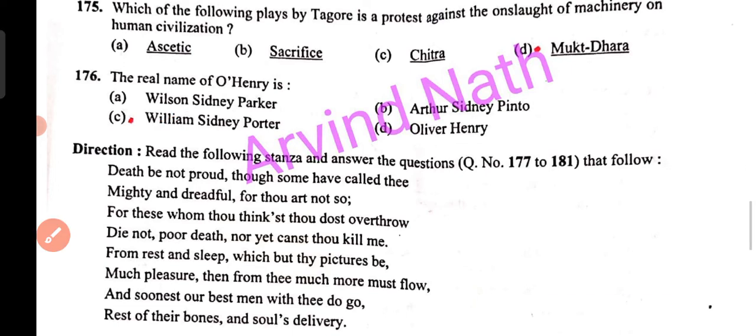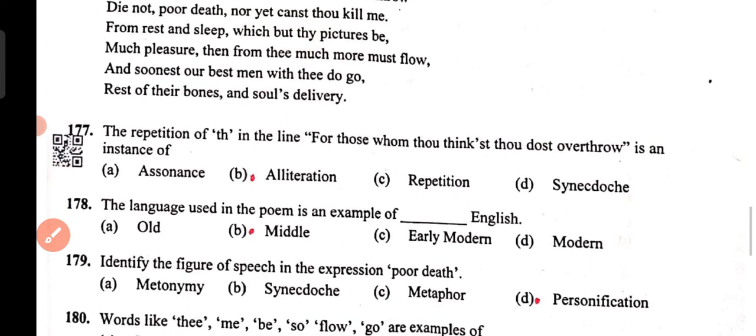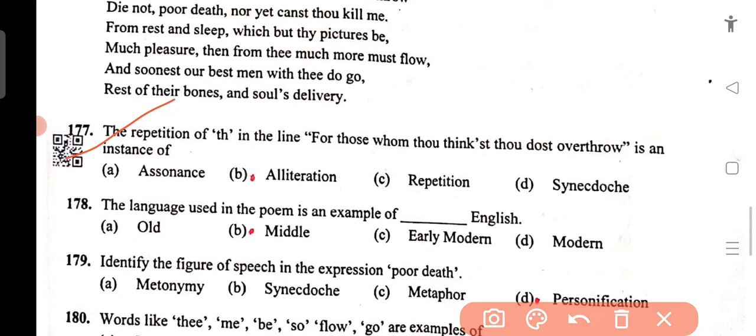Now the next, there is a passage, and questions 177 to 181; you have to read it carefully and then answer. So we will directly do the answers. Question 177: the repetition of the 'th' sound in the line 'for those whom do things to those overthrow' is an instance of alliteration.